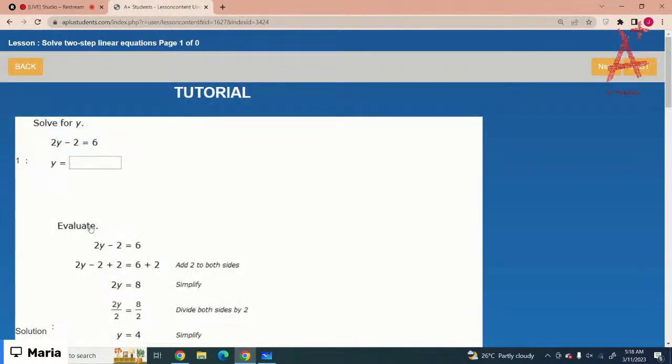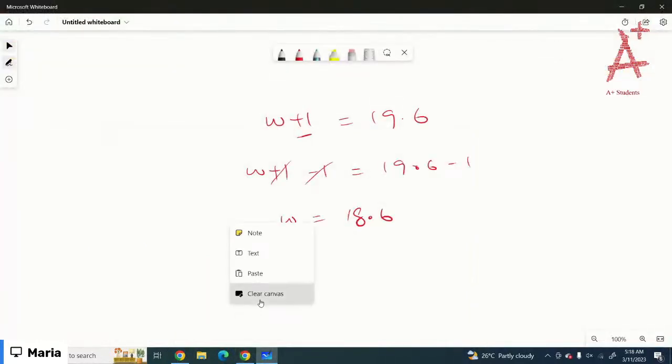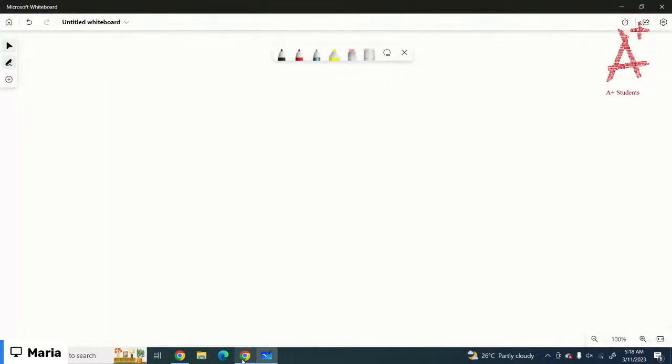So let's start with the first example, that is 2y minus 2 equals 6. Now you have to solve the linear equations, but they are two-step equations now. So first you have to remove that 2 from here. Got it? Because you need to calculate the value of y. So 2 is being subtracted from 2y. So opposite of subtraction is addition. Let's just add 2 to both sides.